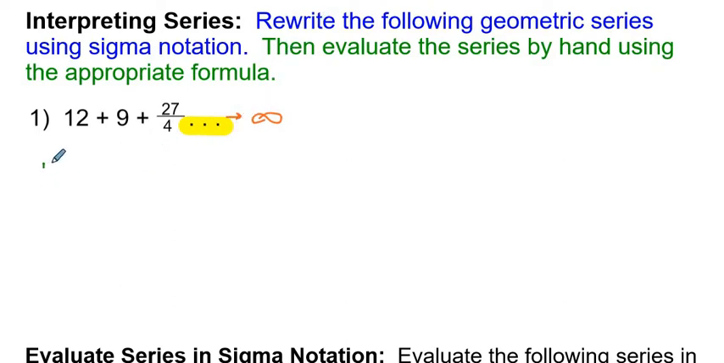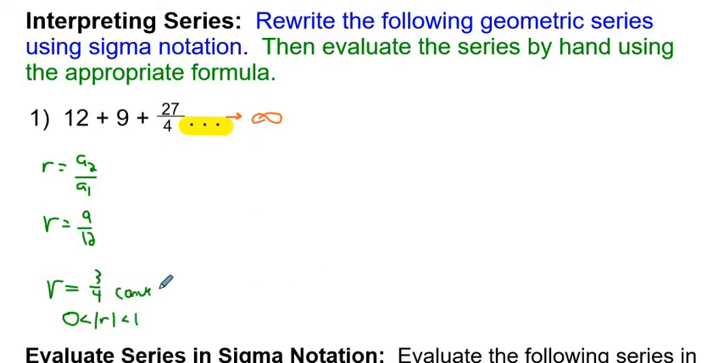So nothing else changes. We're still going to find our r value by doing a2 divided by a1, which in this case would be 9 over 12. Please take super care that you're not doing this the wrong way. It's always the second one divided by the first one, because if your fraction's upside down, you won't think it's convergent. So here we get 3/4, and 3/4 meets the requirement that the absolute value of r is between 0 and 1. So this is a convergent r value, which is required to use the formula.